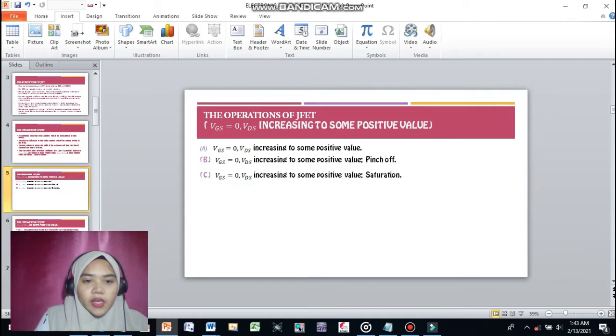There are three states at VGS equal to 0, with VDS increasing to a positive value. A: VGS equal to 0, VDS increasing to some positive value. B: VGS equal to 0, VDS increasing to some positive value. C: VGS equal to 0, VDS increasing to some positive value at pinch-off. Then saturation: VGS equal to 0, VDS increasing to some positive value.